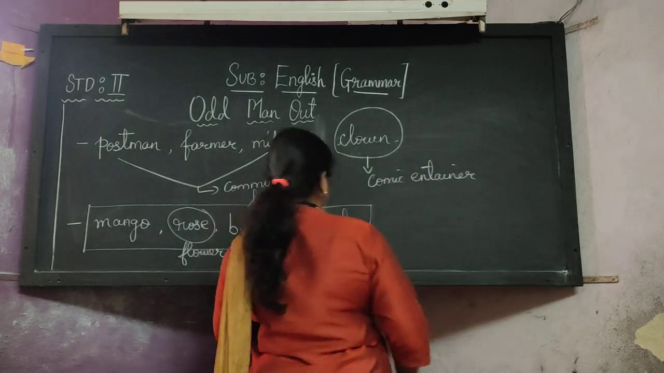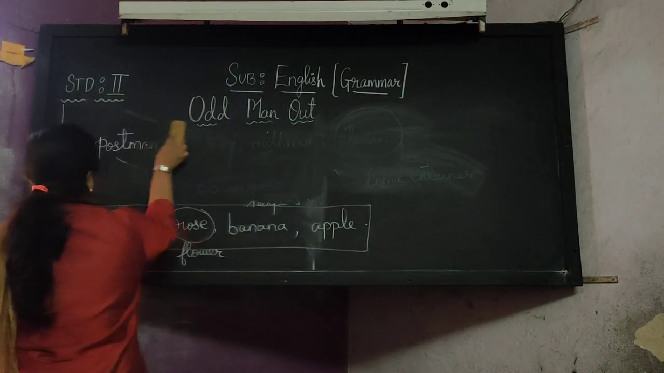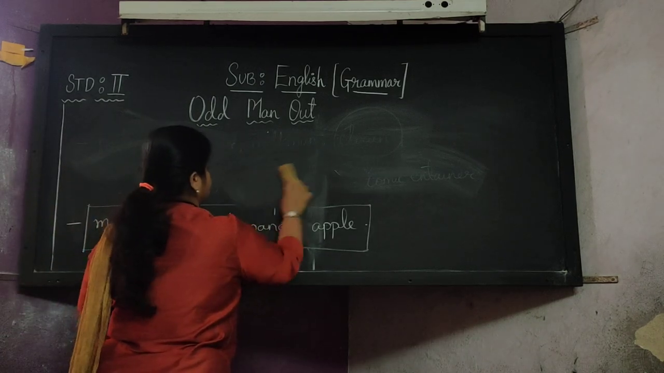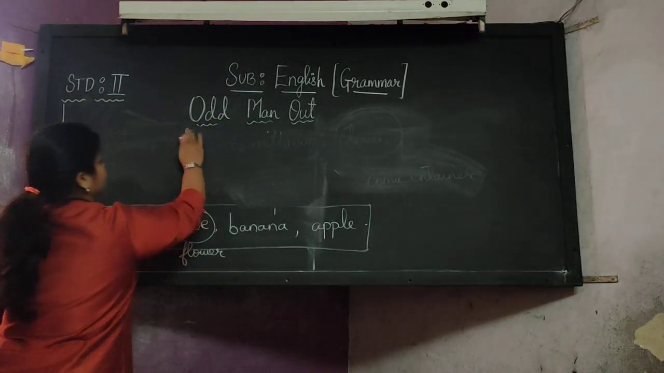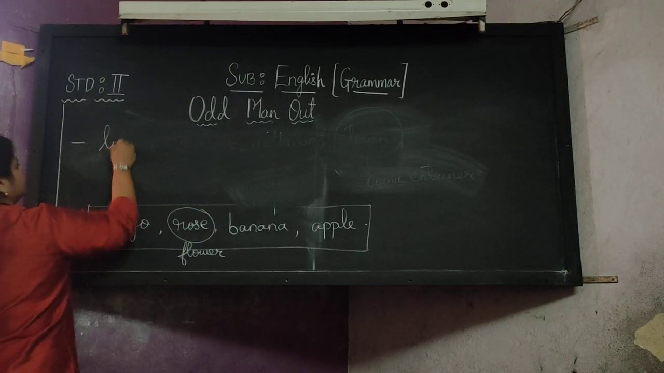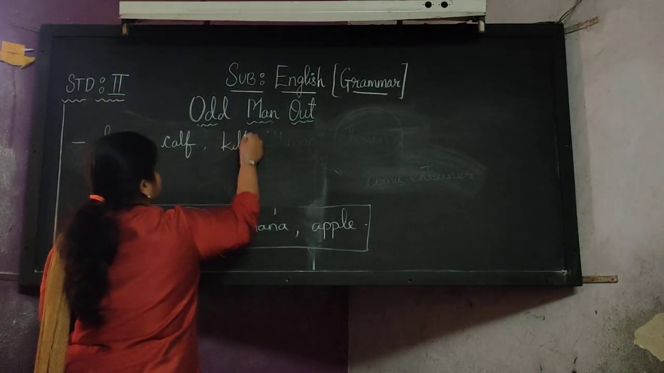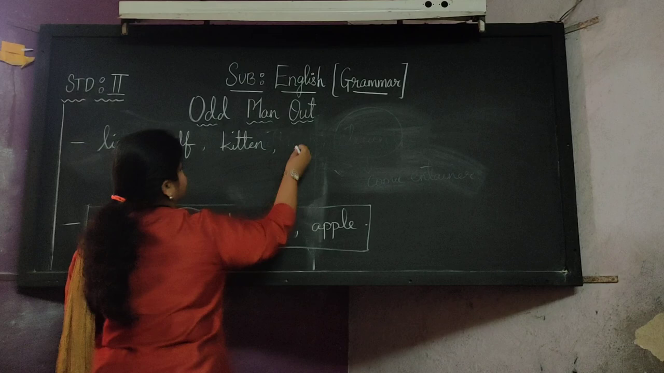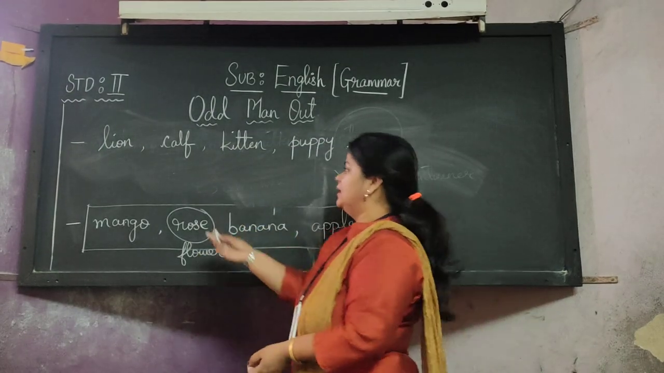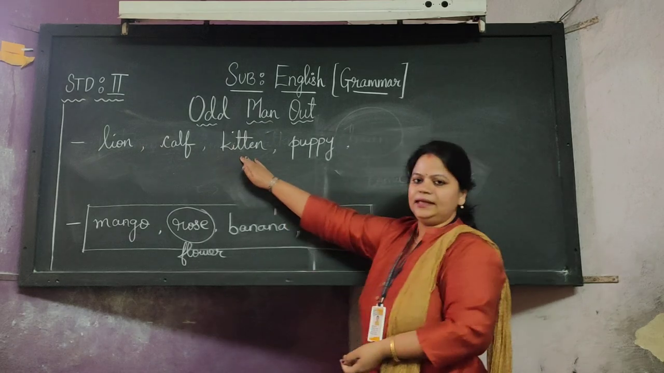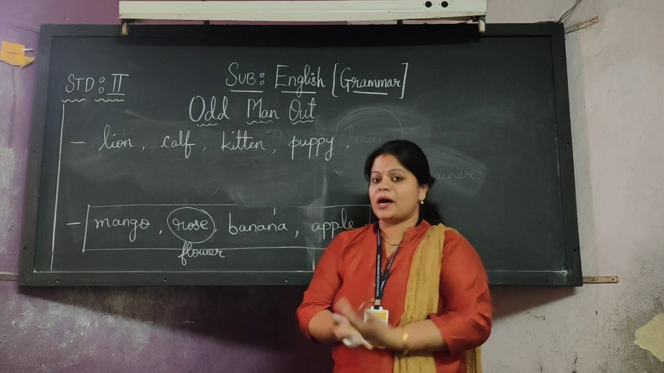One more example we will see here. Lion, cow, kitten, and puppy. So can you read these words? Lion, cow, kitten, and puppy. From this group of words, which one is an odd man out? Which is different from the others?